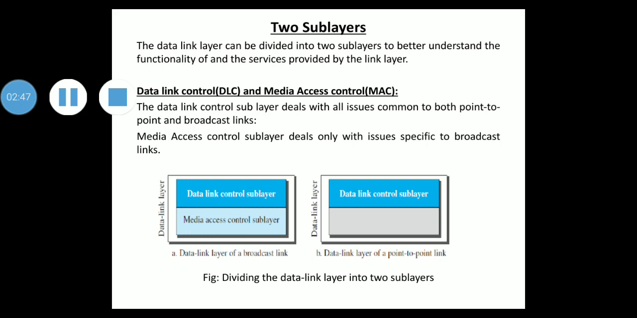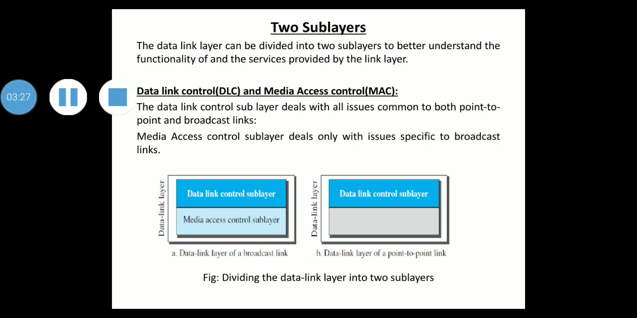The data link control sublayer deals with all issues common to both point to point and broadcast links, whereas the media access control (MAC) sublayer deals only with issues specific to broadcast links. Is it clear?